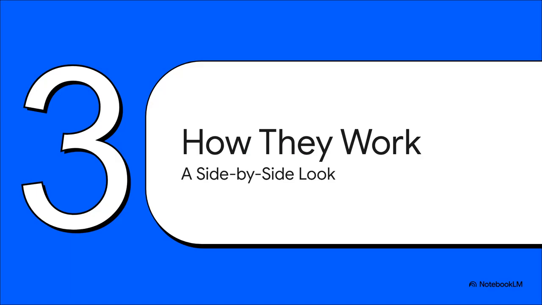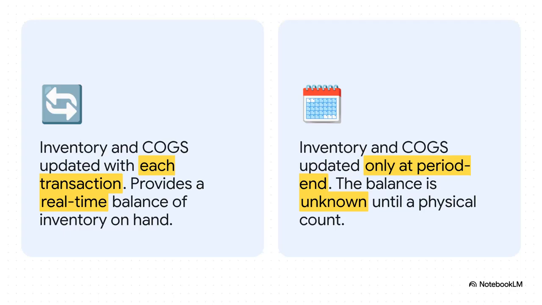So we've got these two totally different philosophies, but how do they really stack up day to day? Let's put them right next to each other and see the difference in black and white. Okay, this right here, this is probably the number one thing you have to remember for your exam. With the perpetual system, you can look at your books at any given moment and know exactly what you have and what you've sold. But with the periodic system, you're basically flying blind in between those physical counts. You really don't know the true numbers until the period is over and you've counted everything.